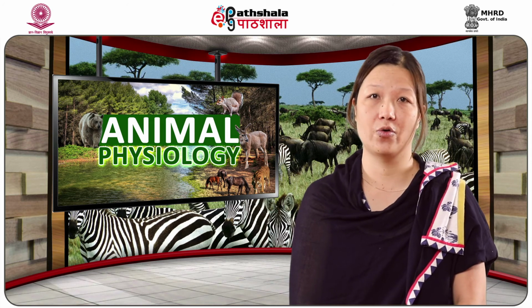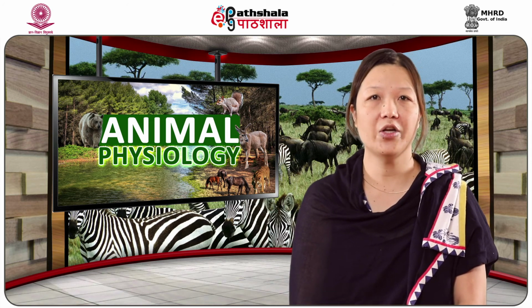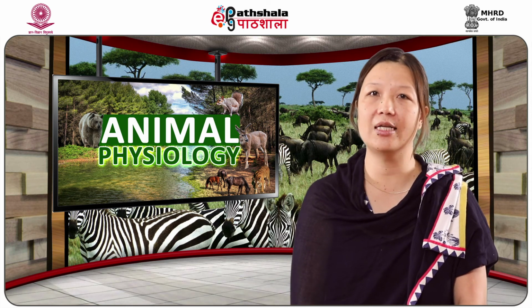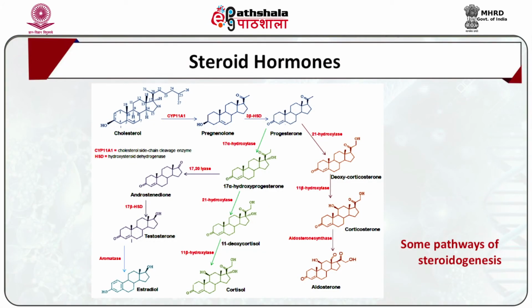Now moving on to steroid hormones. Steroid hormones are derived from cholesterol and are structurally all similar. Here is a diagram showing some pathways of steroidogenesis. Once secreted, they bind to plasma proteins as they cannot easily diffuse in the blood due to their hydrophobic nature. They have a longer half-life than that of the peptide or amino acid hormones.